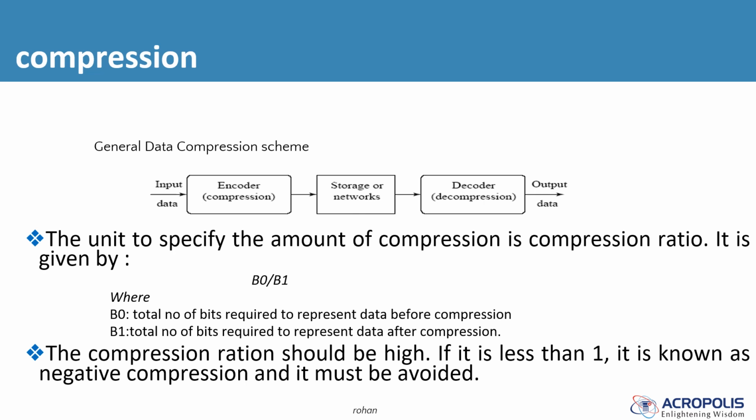The compression ratio should be high. If it is less than 1, it is known as negative compression and it must be avoided. The unit to specify the amount of compression is the compression ratio. It is given by B0 over B1, where B0 is the total number of bits required to represent data before compression, and B1 is the total number of bits required to represent data after compression.